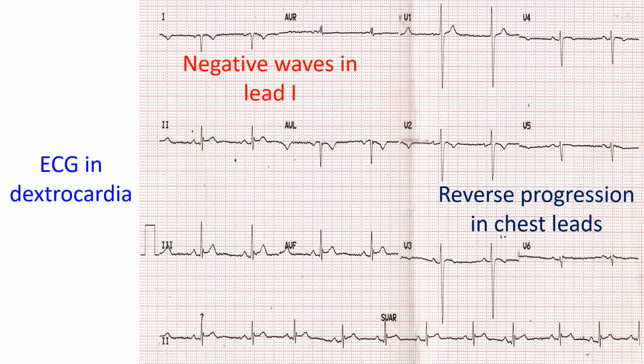A simple birth defect of the heart is having the heart on the right side of the chest instead of the normal left side. This swings the electrical axis of the heart to the right. Lead 1 records negative waves instead of the normal positive complexes.